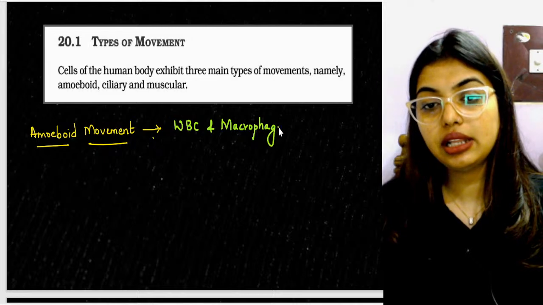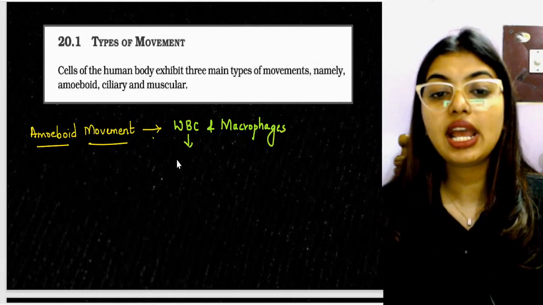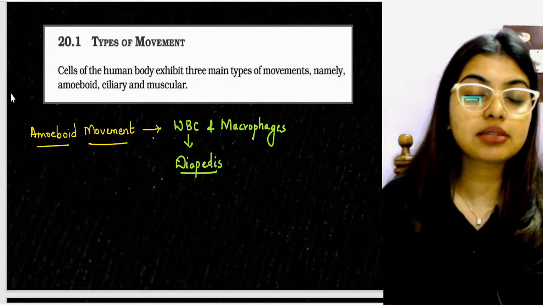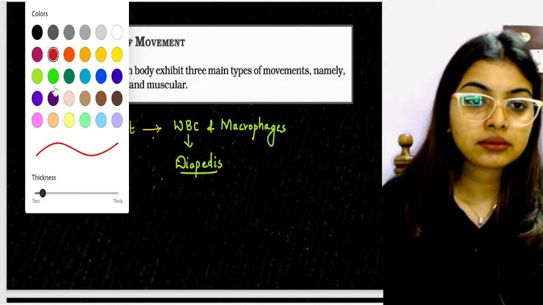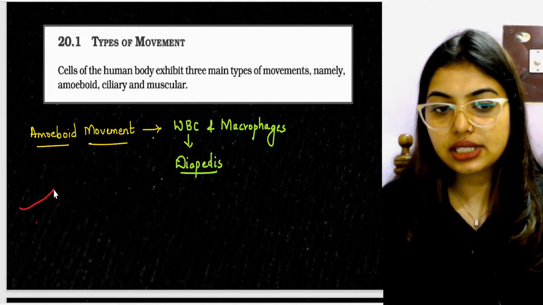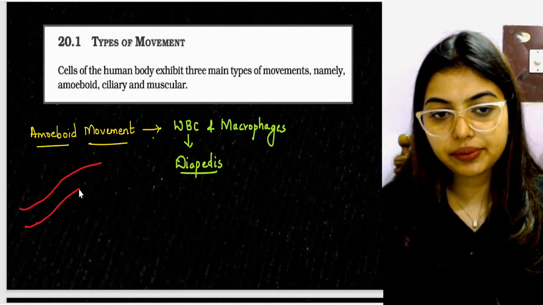How do these cells, especially your WBC, do amoeboid movement? It is because of diapedesis. Diapedesis means what, students? Okay, look here. This is your capillary.